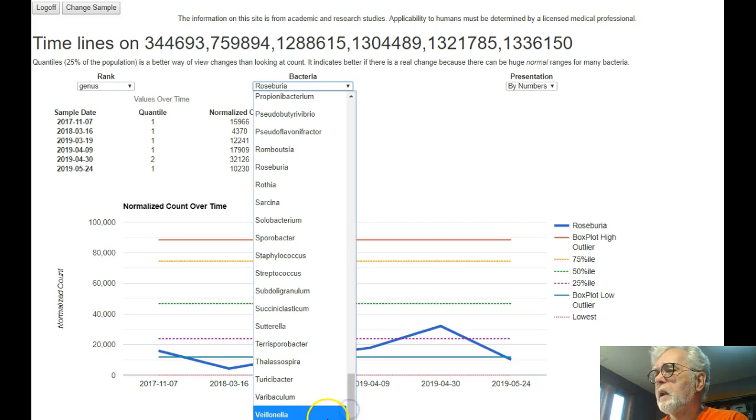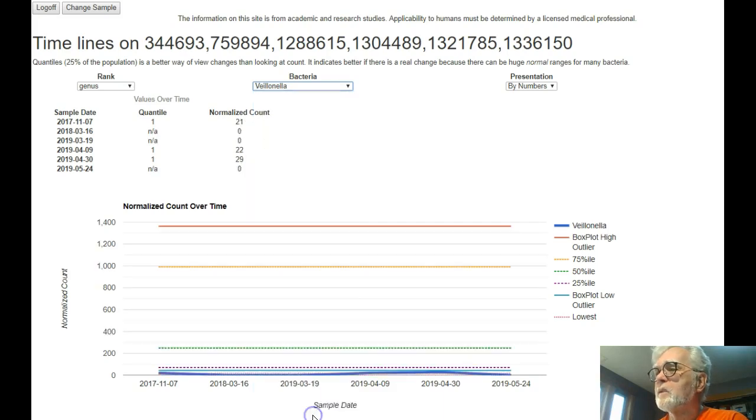let's take a look at Villanella, which is recently in the news about long distance runners having very high levels, and suspected people with chronic fatigue have very low levels. Let's see what happens. And oh joy, guess what? I'm an outlier, right rock bottom.